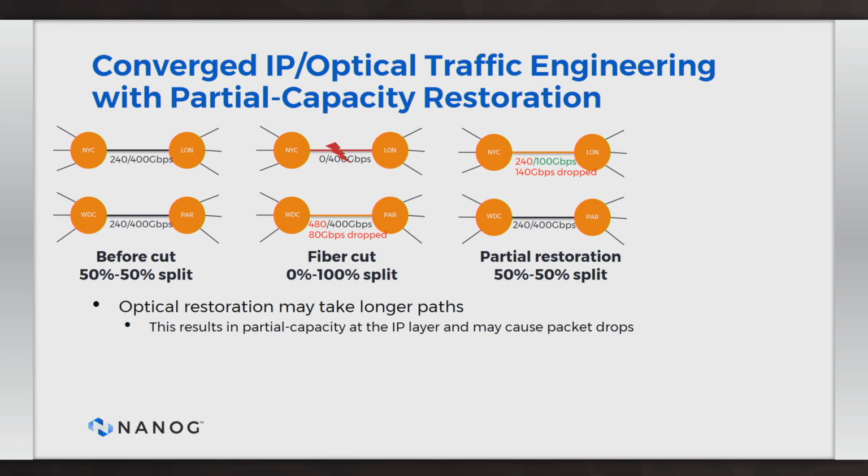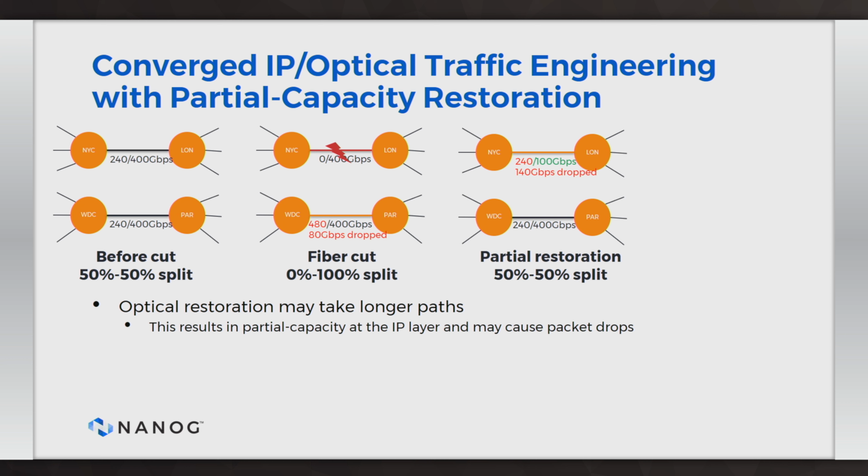So let's say that it's possible to restore this path between New York and London, but it's really long. Let's say it's going from New York to Montreal, to Iceland, to Oslo, to Sweden, to Finland, Denmark, and then eventually to London. But it's so long that you can only do 100 gigabits per second. And if you just bring this link up naively at the IP layer at 100 gigabits per second, what will the IP network do?